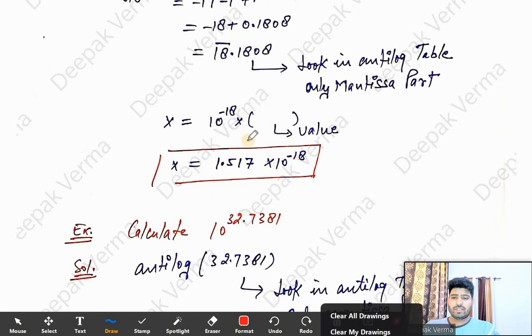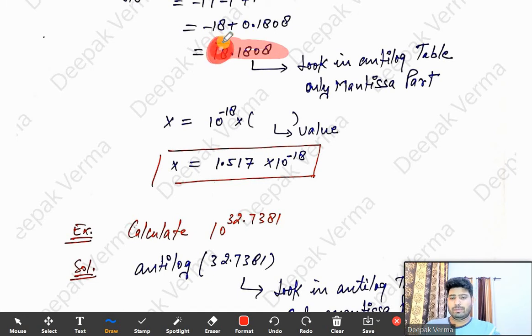Is it clear? So once again, first of all, you have to write the number like this, and whatever the characteristic is, you write it as a power of 10, and you find the antilog of the mantissa part only, the positive mantissa part. If it is negative, first make the mantissa part positive, then only you can find the antilog. Is it clear? Okay, let's do one more example.